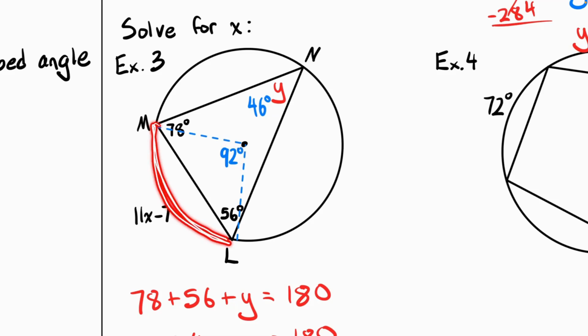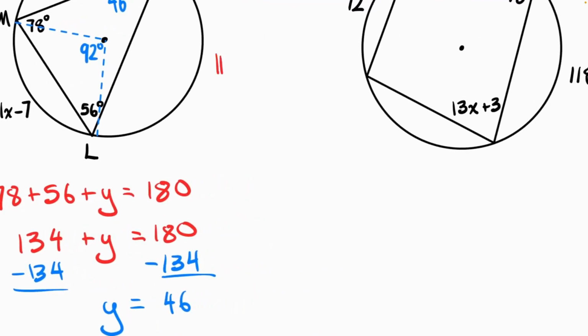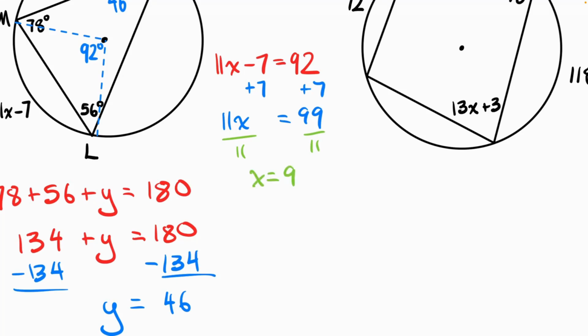That they're equal to each other. This arc measure is this arc measure. They are the same measure. So I can say that this 92 is equal to this 11x minus 7. So I'm going to come over here and say I have 11x minus 7 equal to our 92. And then from here we can solve. Melly, go for it. Then what? X equals 9. Yep. And then x is equal to 9. We were just asked to solve for x, and we solved for x.